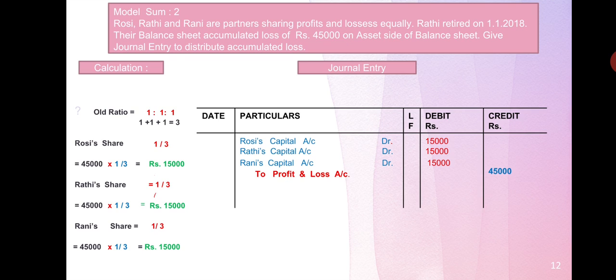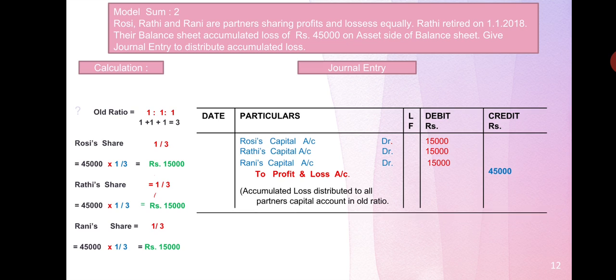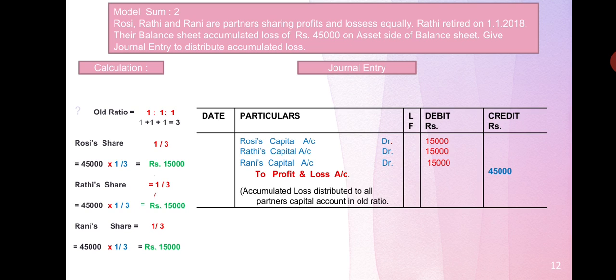Now debit is equal to credit. Okay. So when you write the journal entry also, you want to check out the amount, whether debit amount is equal to the credit amount, then your journal entry is correct. Now write the narration. Accumulated loss distributed to all partners capital account in old ratio. This is how you want to write the journal entry for accumulated loss. Hope you understood this sum.